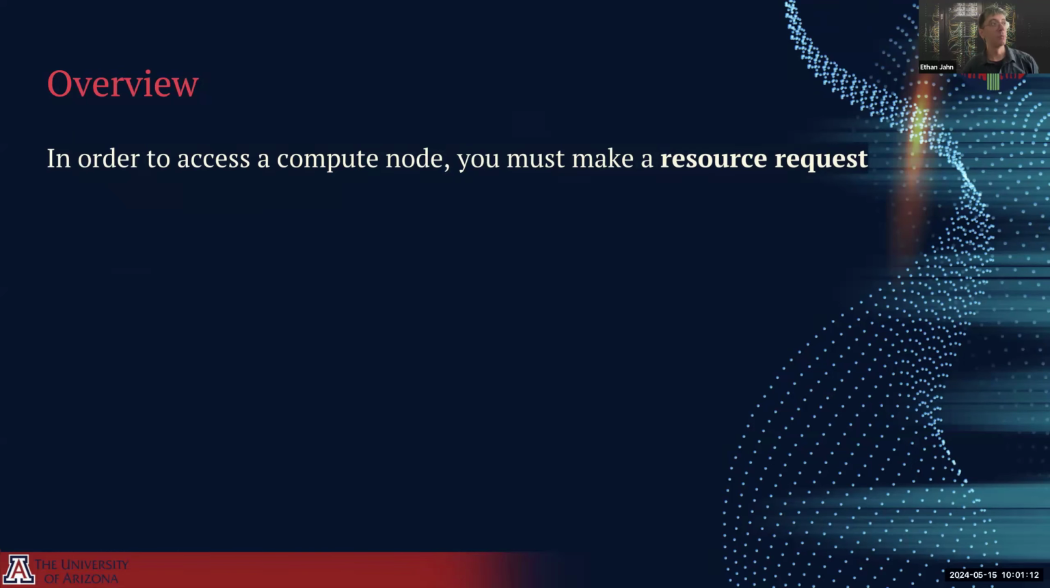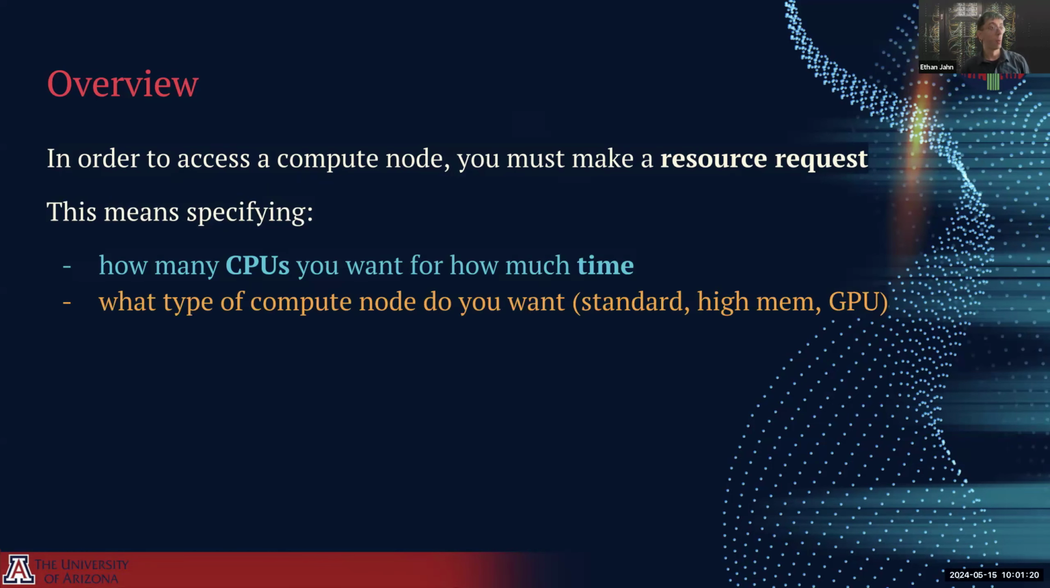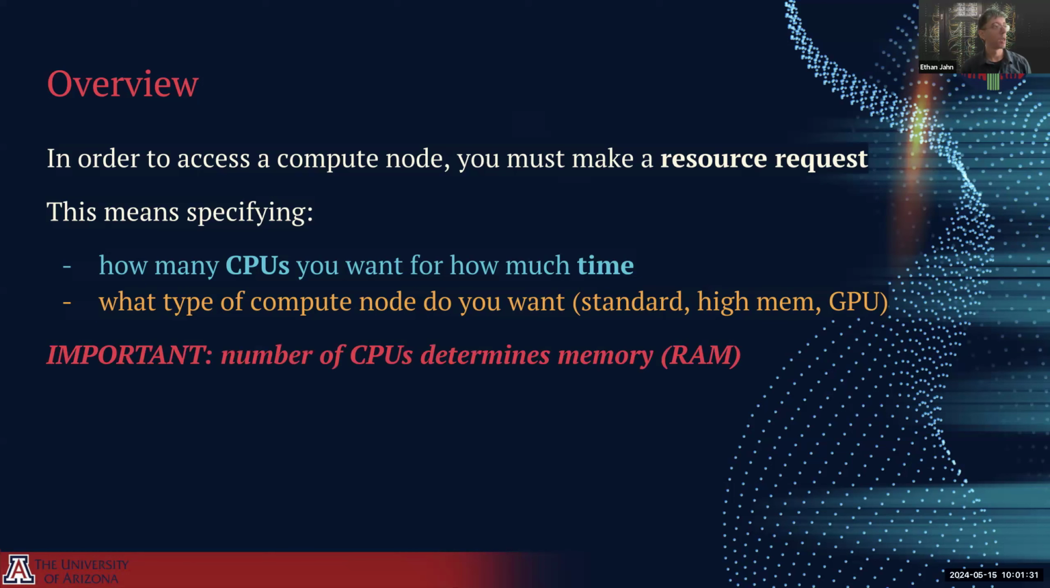So in order to access a compute node, you must make something called a resource request. This means specifying how many CPUs you want and for how much time. What type of compute node you want. There are a handful of different types of compute nodes, such as the standard node, the high memory node, or a compute node that has a GPU in it. And important here, just getting this out of the way up top, the number of CPUs that you request determines the memory that you have access to, or RAM, right?